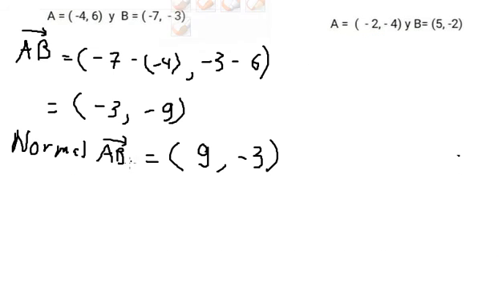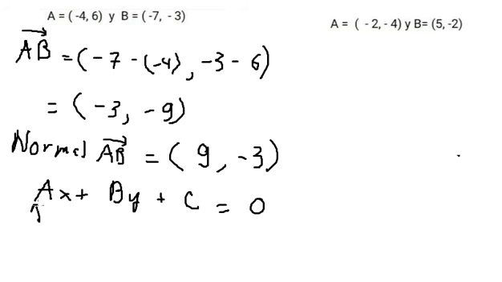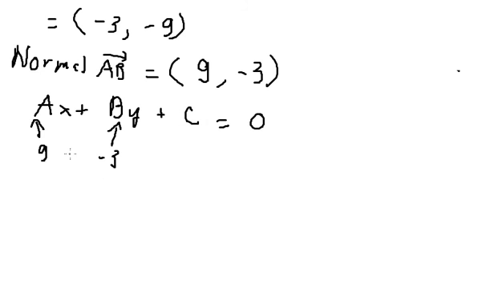Now we have the formula of the line. That's AX plus BY plus C equals 0. So 9, that's A. B, that's negative 3. So I choose the point A in here, so I will put negative 4 and 6 to find C in here.